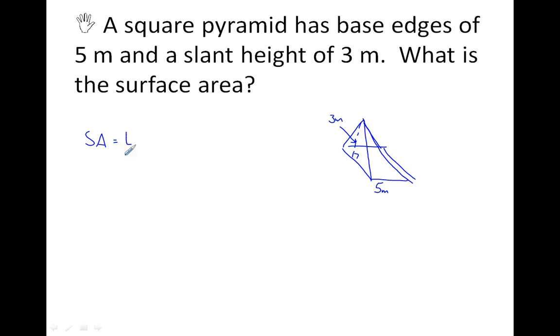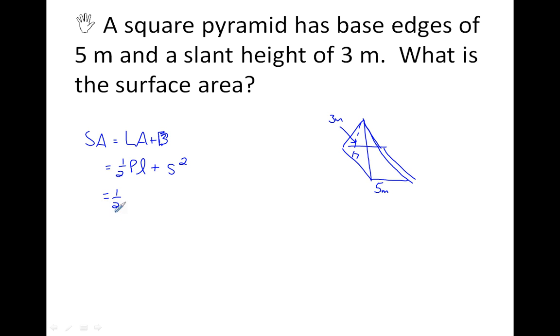Surface area is the lateral area plus the area of the base. It looks like a 13, but that's supposed to be a B. Now, lateral area is going to be 1/2 times the perimeter of the base times the slant height, plus, in this case, the base is a square, so we're going to do the side squared, which is the same as base times height, but they're the same.